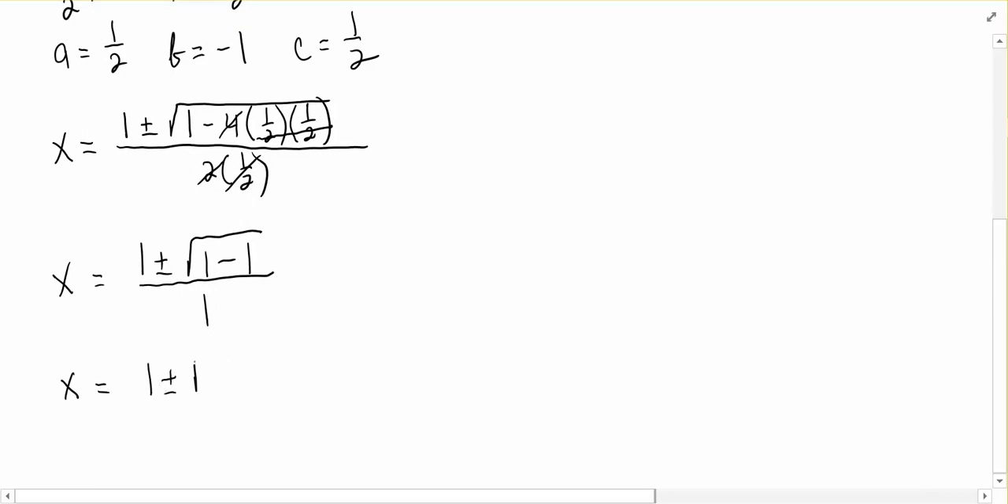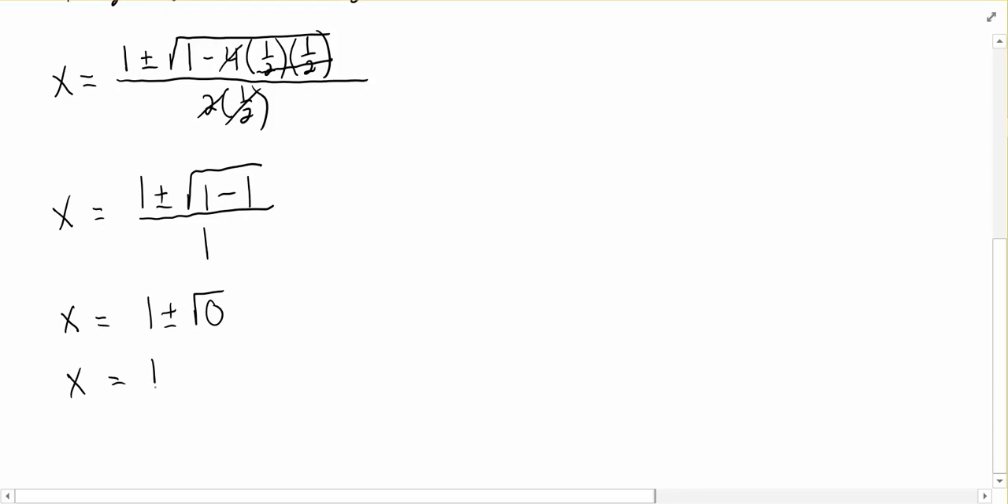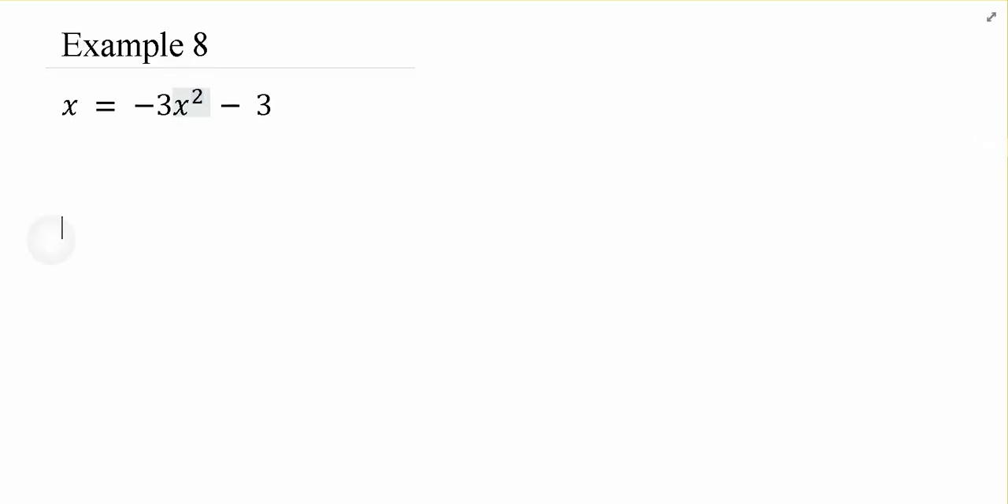1 plus or minus the square root of 0. Plus 0, 1 plus 0 is 1, 1 minus 0 is 1. We're only getting one answer, and that's okay. You can sometimes get one answer instead of the two that we're used to. Let's go ahead and look at one other example before we move on.